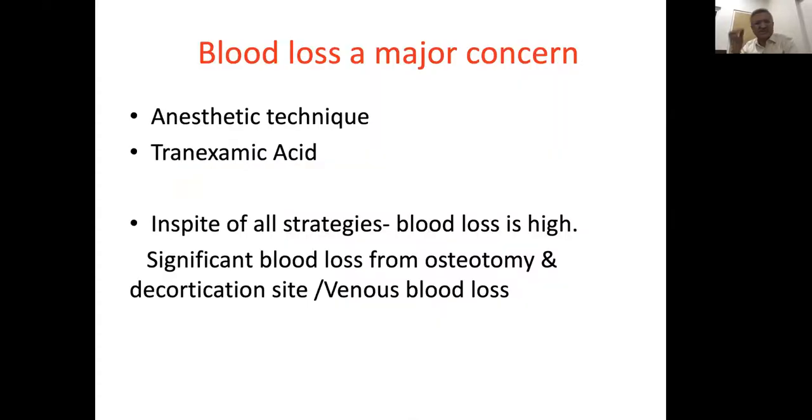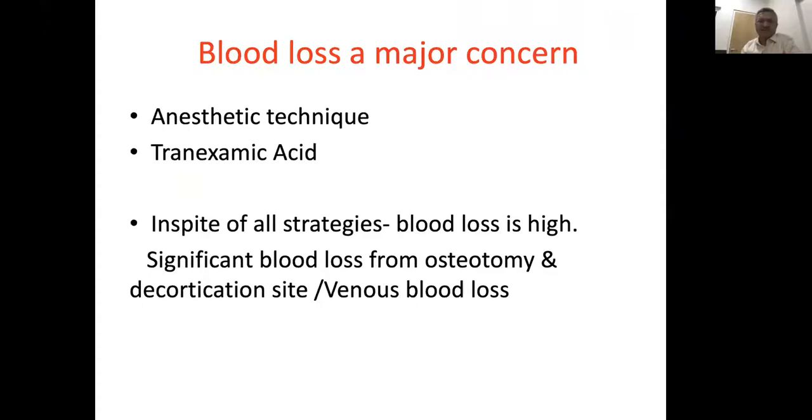The major concern in scoliosis surgery, especially when the curve is rigid and reaches about 100 degrees, is blood loss. Most of these children, in the age group of 12 to 13 years, have low body weight and low blood volume. We depend upon the anesthetic technique and use tranexamic acid to reduce blood loss, but in spite of all strategies, the blood loss is significantly high.